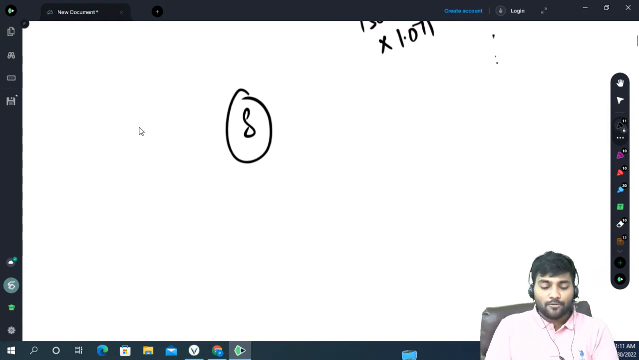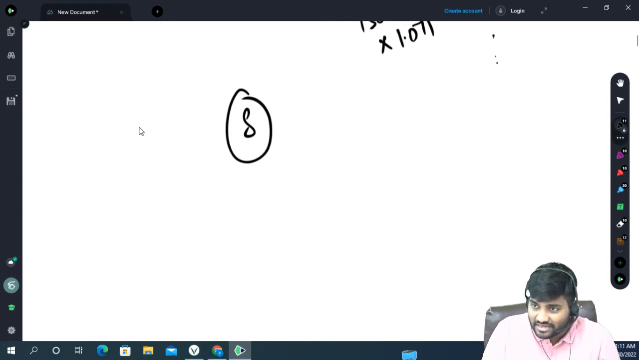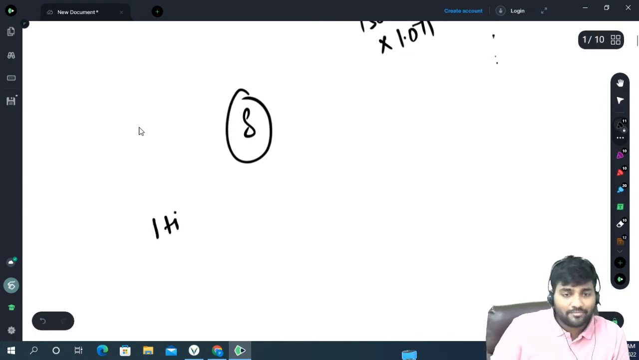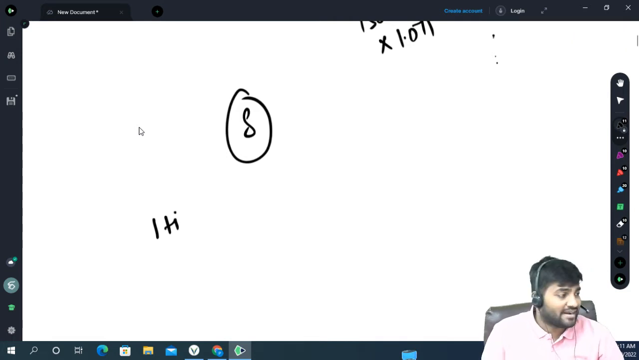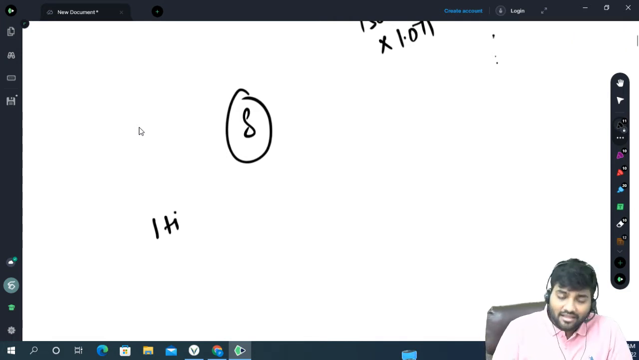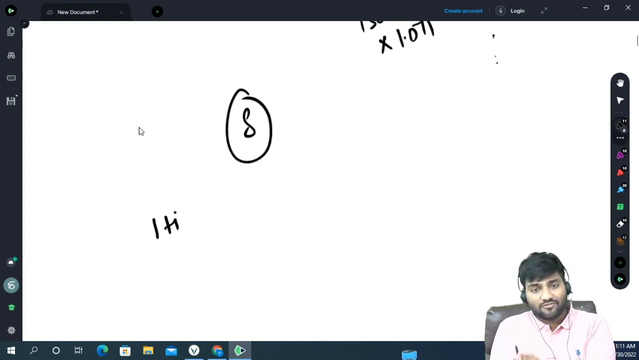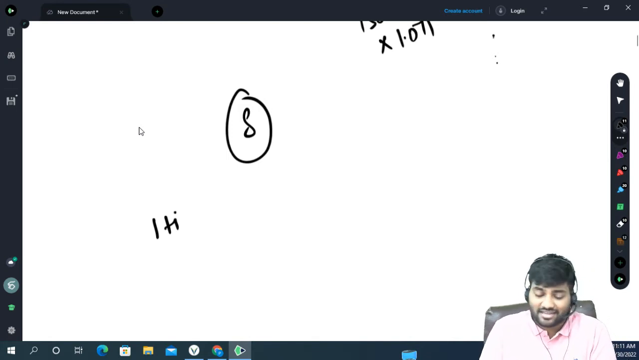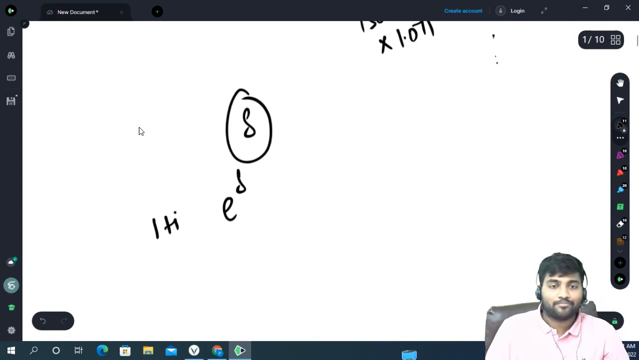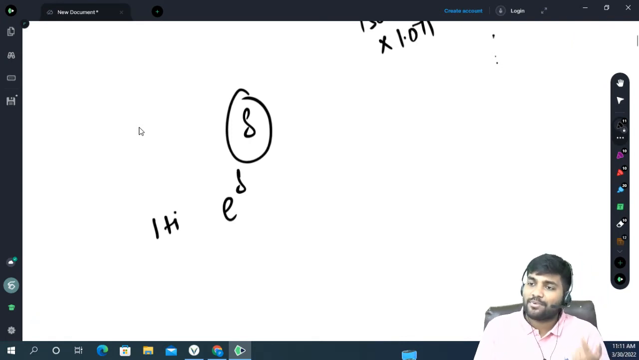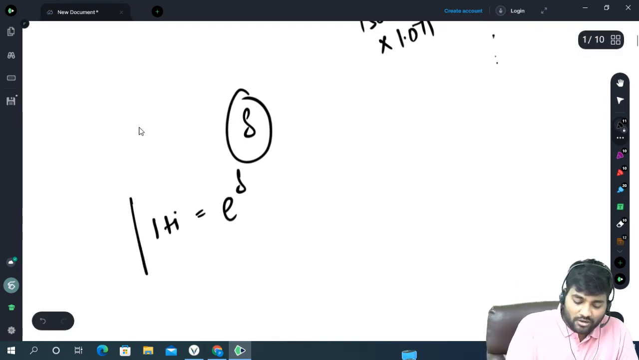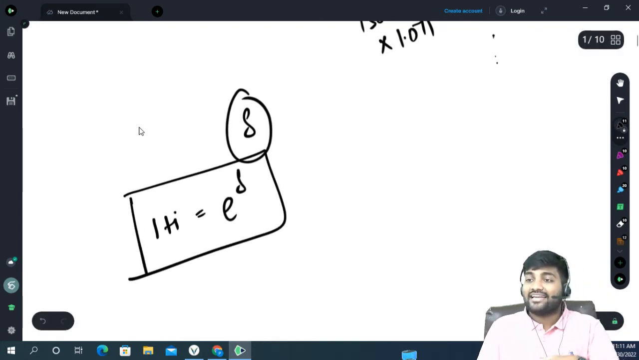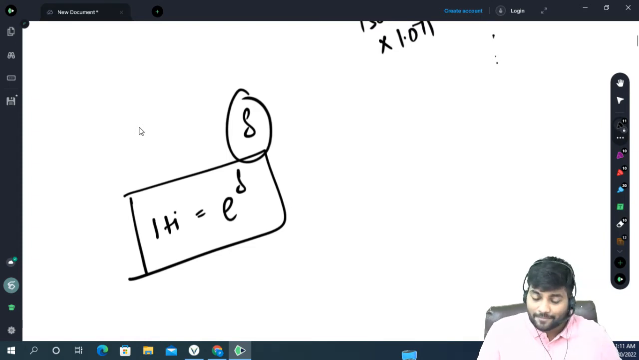Okay, so as you know, the accumulation factor for 1 year is 1 plus i. And if we talk about force of interest, then the accumulation factor is e raised to the power delta. So e raised to the power delta is the accumulation factor for 1 year. Both these things are equal. So whenever we get the term force of interest, we are going to use e raised to the power delta.